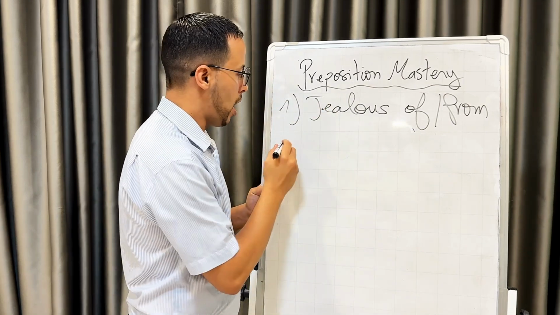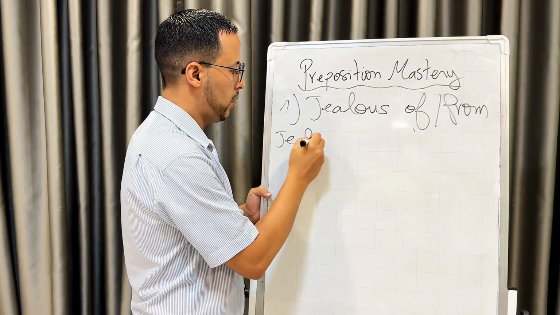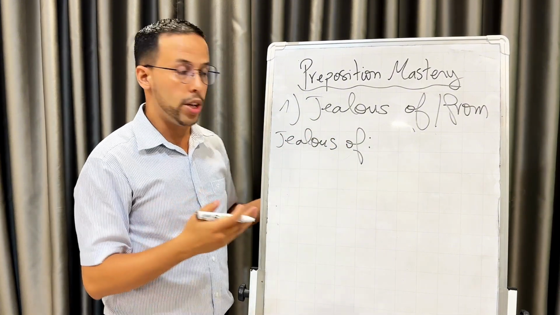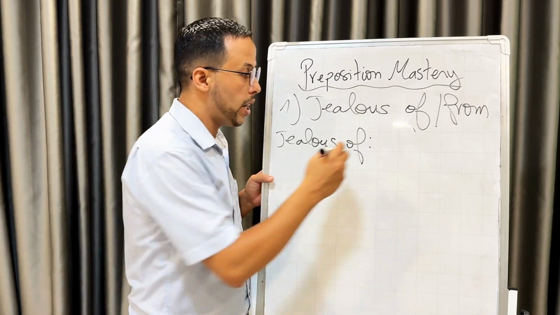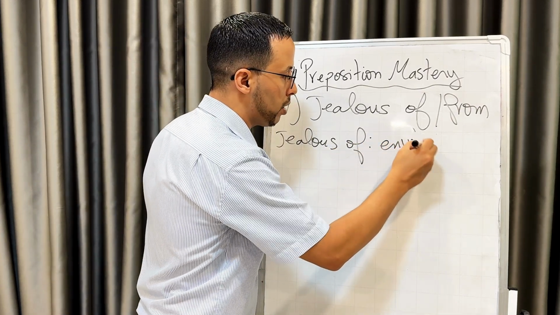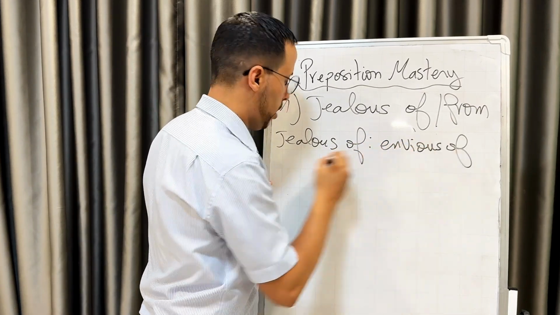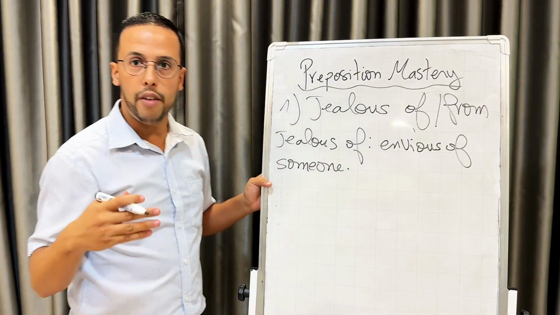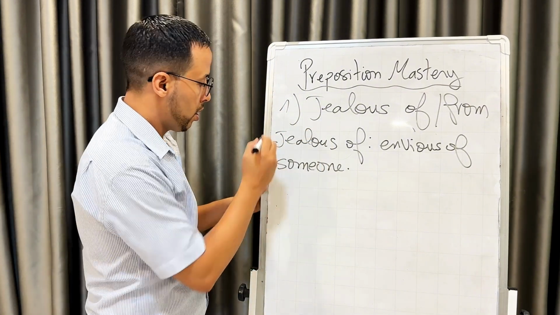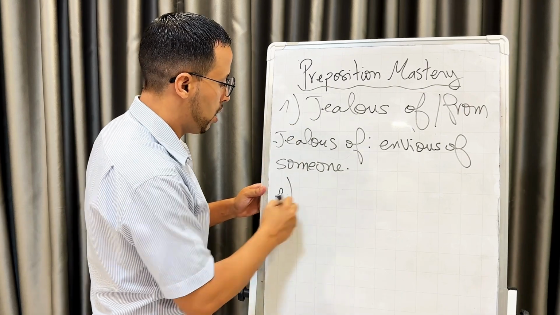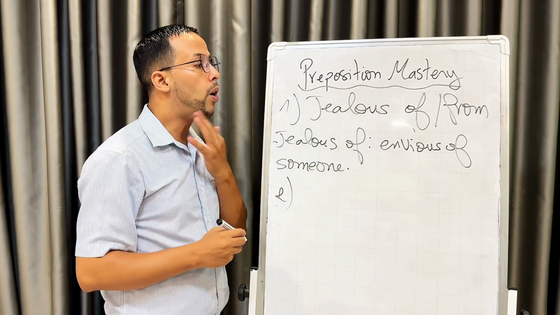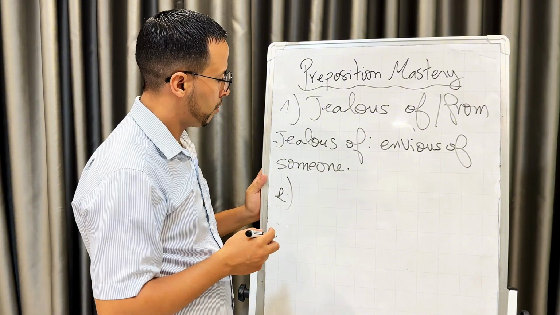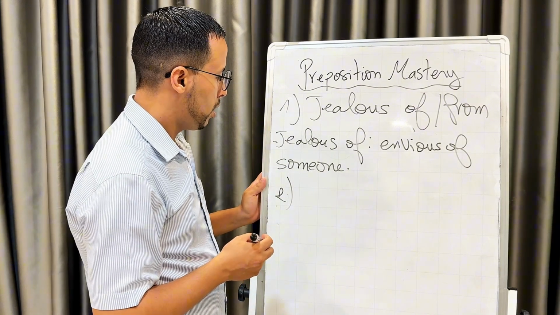Okay. We said jealous of. When do we use jealous of? We use it when you are envious of someone. Envious of someone. Number two. What was number one?